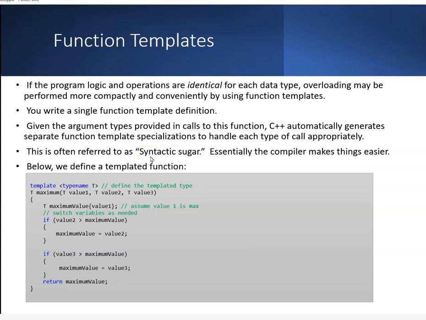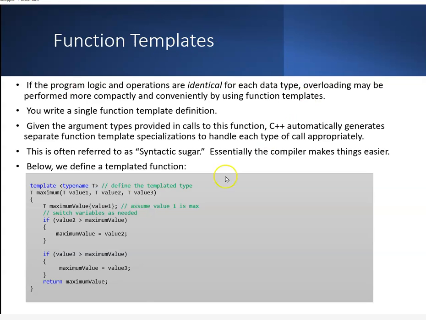So let's take this a step further. What if we have some code where the program logic is identical, but only the type changes? For this, we use something called a function template. And basically what we do is we write a single function definition, and we essentially pass in the type as a parameter. Okay? C++ will automatically generate separate function templates based on that. And here's a sample function template.